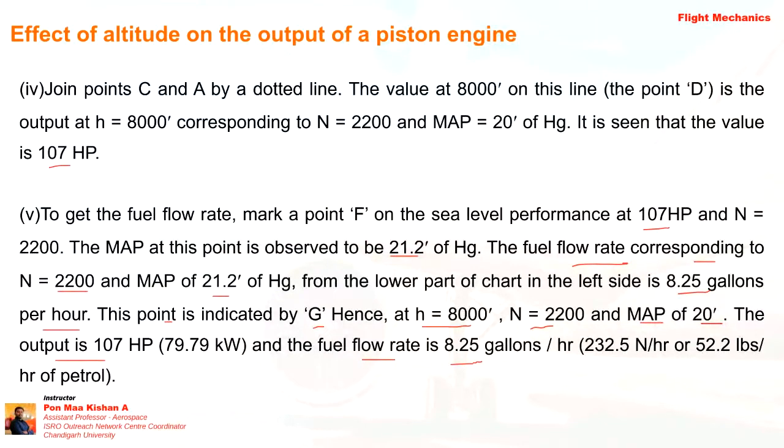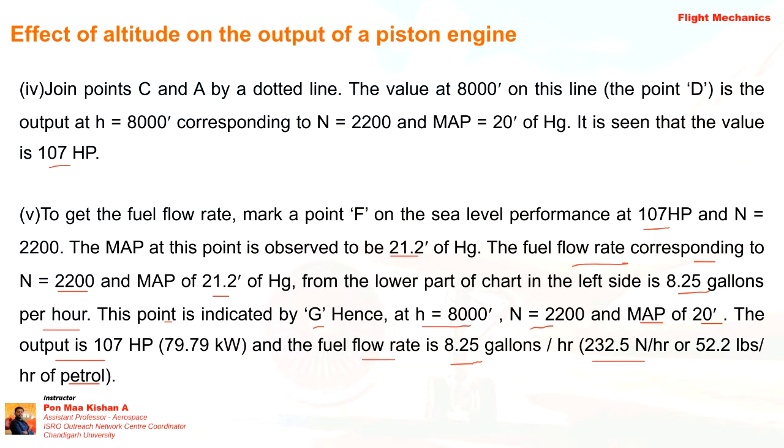So if you want to convert that into Newton per hour, we have to multiply by the density of petrol and 9.81. Clear? That gives 232.5 Newton per hour of petrol. When we are changing gallons to Newton, that is from US units to international standard units, SI units, you have to multiply by the density of petrol into 9.81. So it is 232.5 Newton per hour.